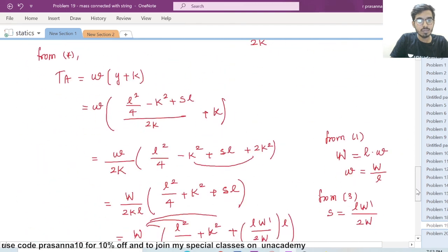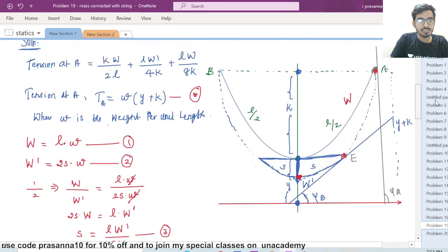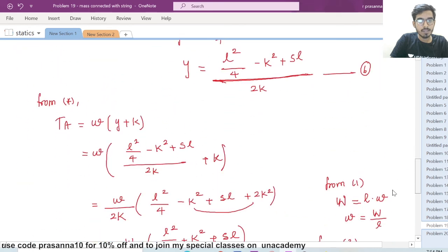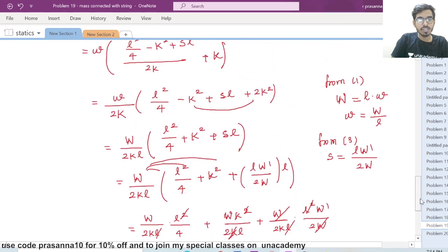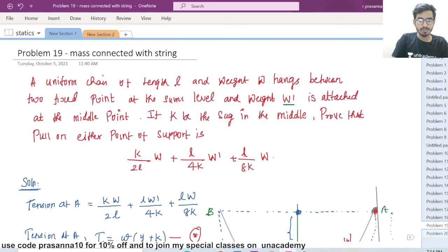So k by 2L W plus L by 4k W dash plus L by 8k W. This is the one we need to prove, right? So therefore we have proved the tension at A.